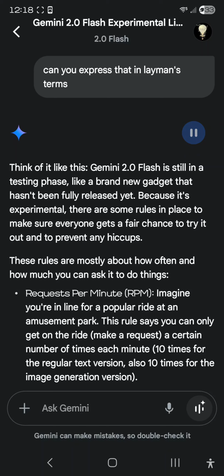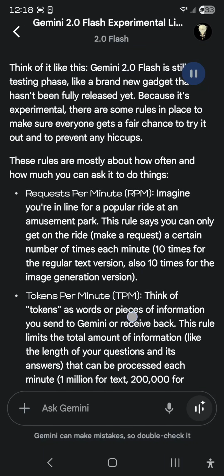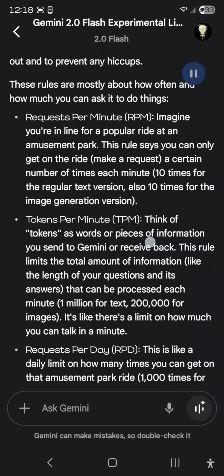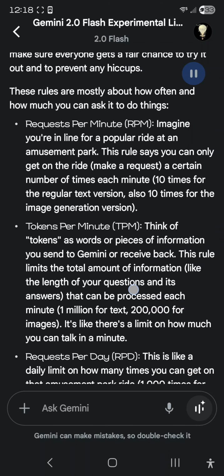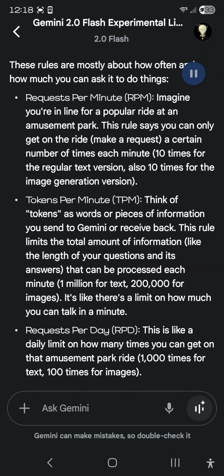Think of it like this. Gemini 2.0 Flash is still in a testing phase, like a brand new gadget that hasn't been fully released yet. Because it's experimental, there are some rules in place to make sure everyone gets a fair chance to try it out and to prevent any hiccups. These rules are mostly about how often and how much you can ask it to do things. Requests per minute, RPM. Imagine you're in line for a popular ride at an amusement park. This rule says you can only get on the ride, make a request, a certain number of times each minute, 10 times for the regular text version, also 10 times for the image generation version.